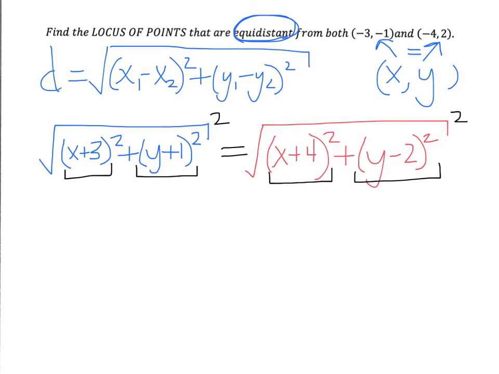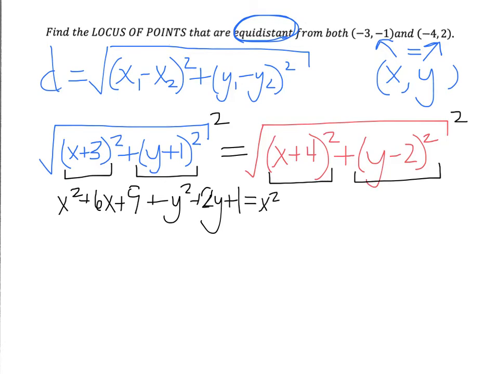making x squared plus 6x plus 9 plus y squared plus 2y plus 1 equal to x squared plus 8x plus 16 plus y squared minus 4y plus 4.